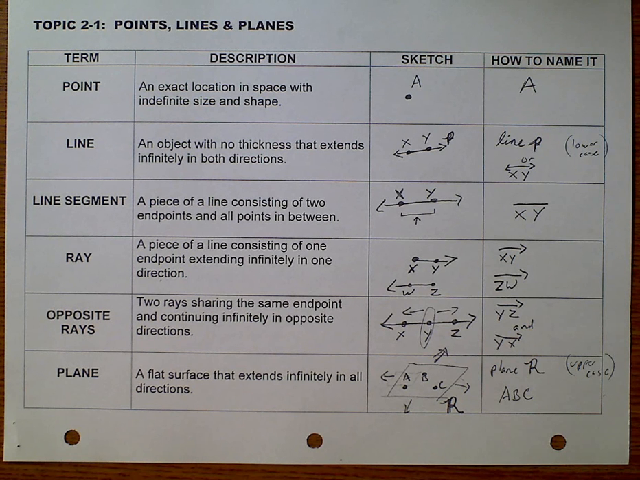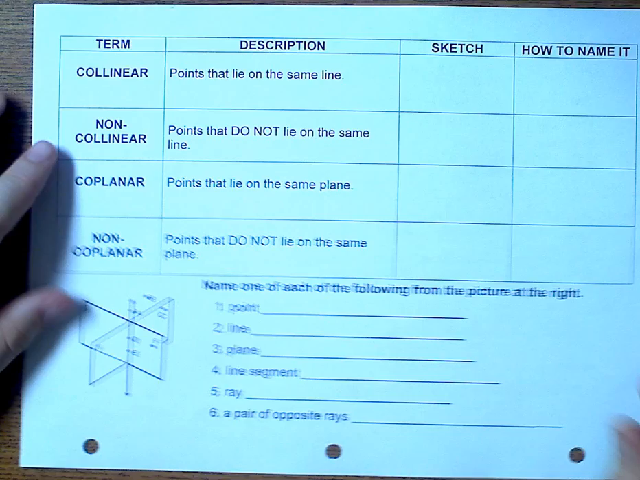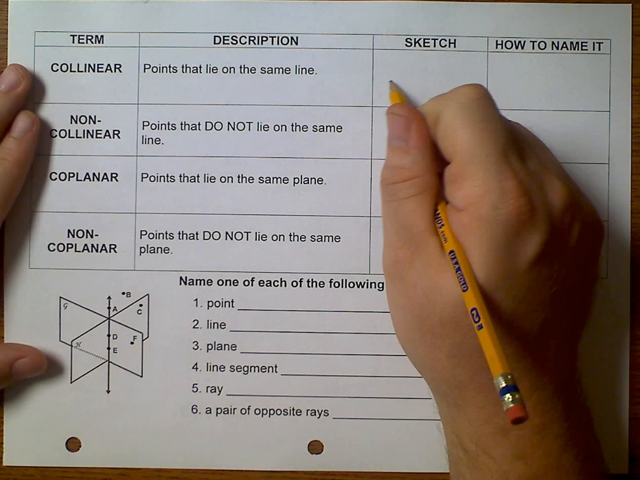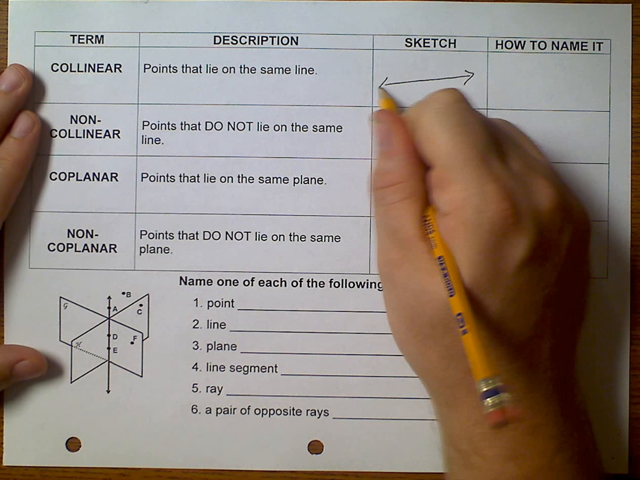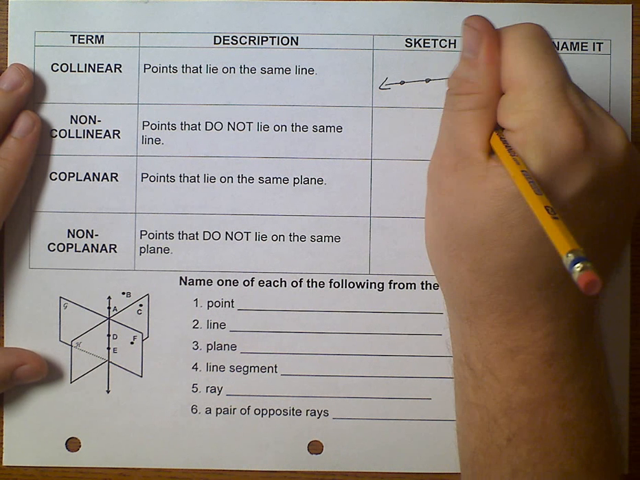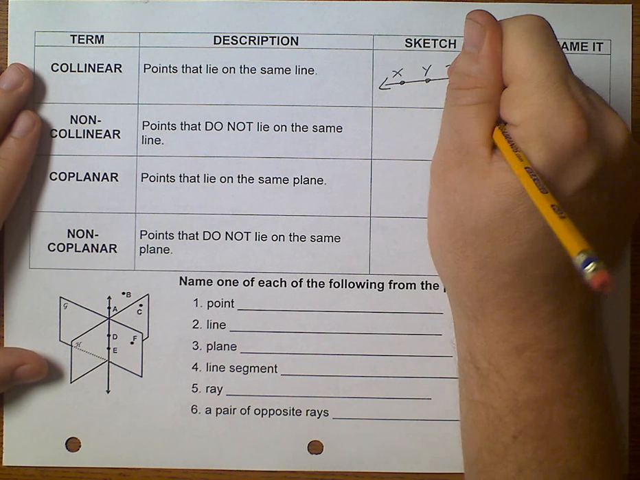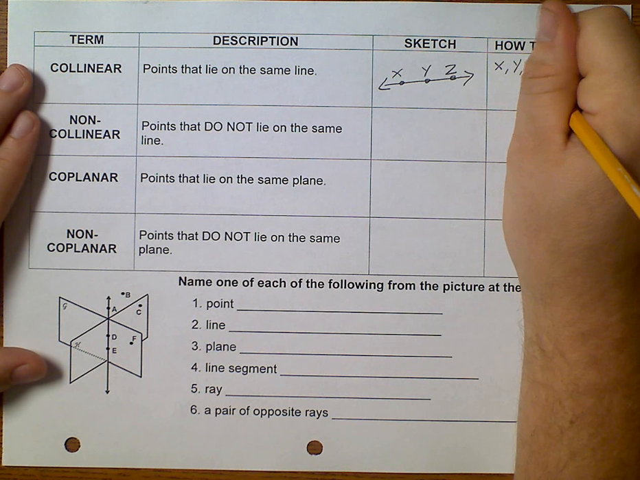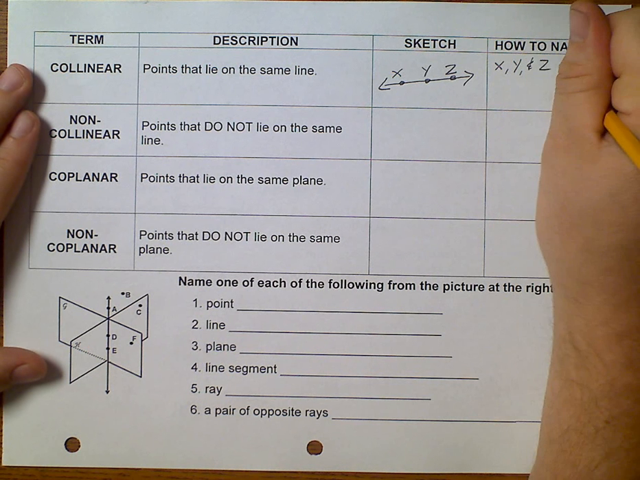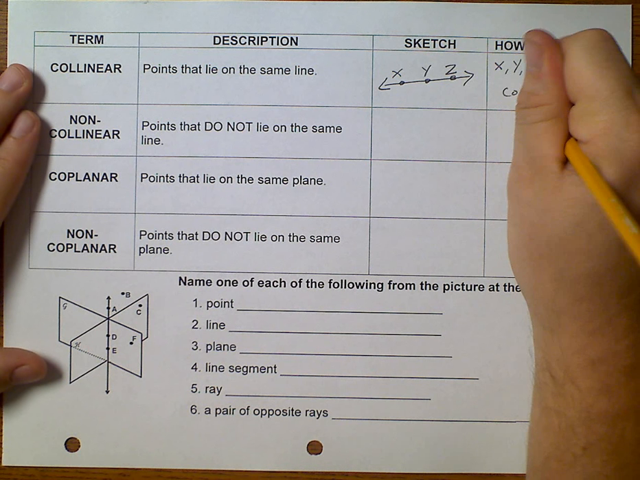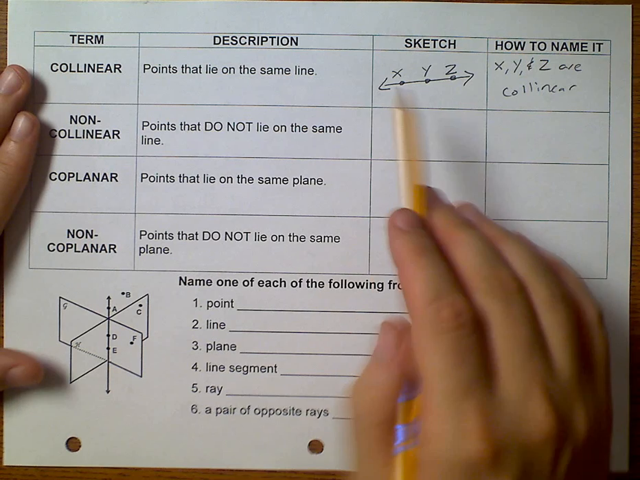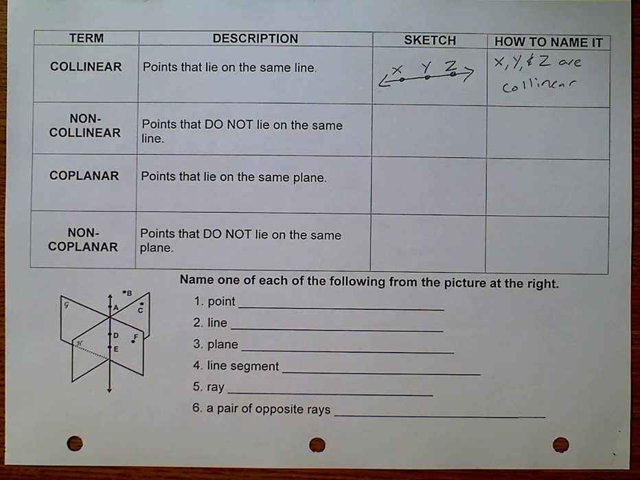So this is our first page. Let's go ahead and flip to the other side. And let's talk about some more terms. So collinear are points that lie on the same line. So X, Y, and Z. And so we would say that X, Y, and Z are collinear. Now, if you have two points, they are always collinear.